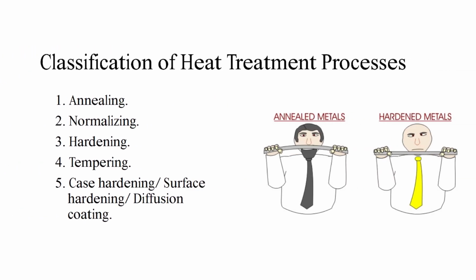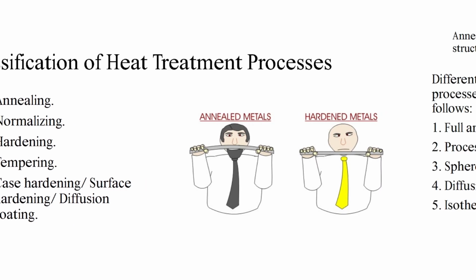Now let's look at the classification of heat treatment processes. The main processes are 1. Annealing, 2. Normalizing, 3. Hardening, 4. Tempering, and 5. Case hardening, which is also known as surface hardening or diffusion coating. The diagram here simply contrasts the general outcomes, annealed metals versus hardened metals.